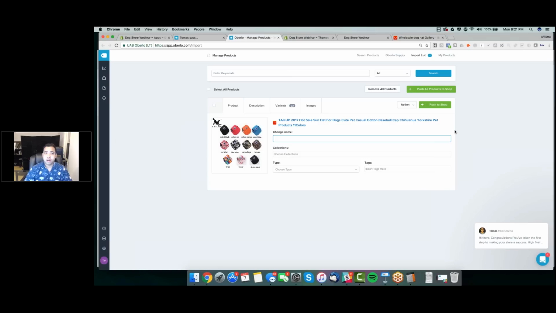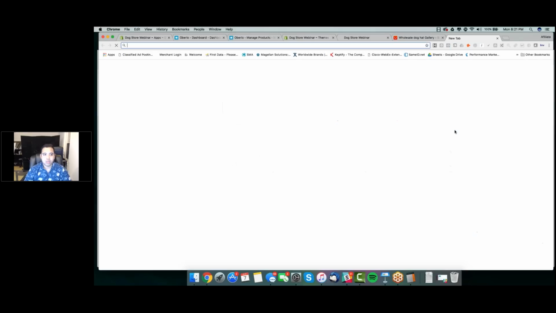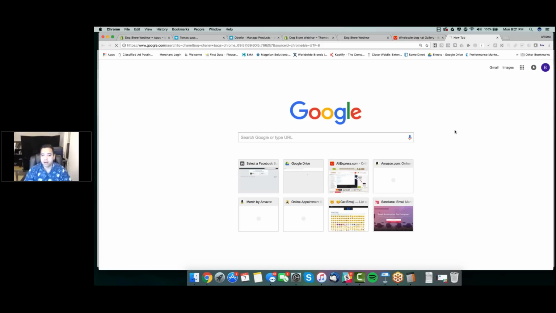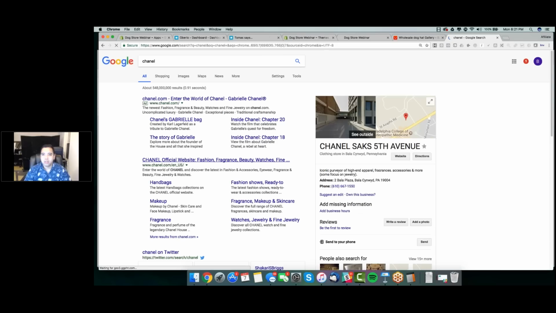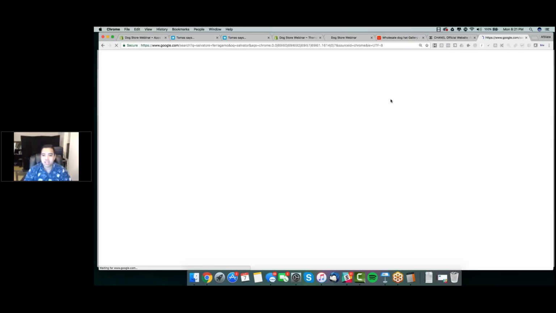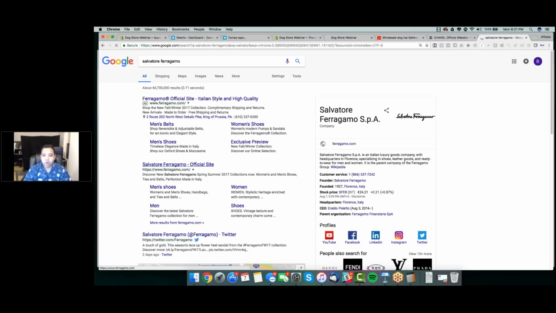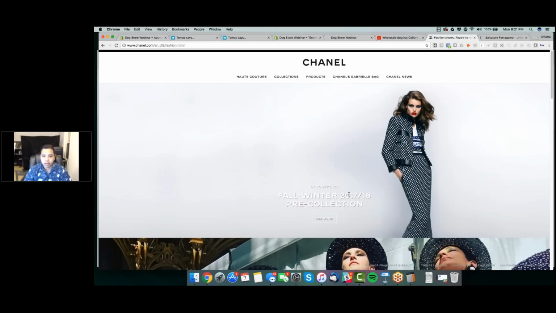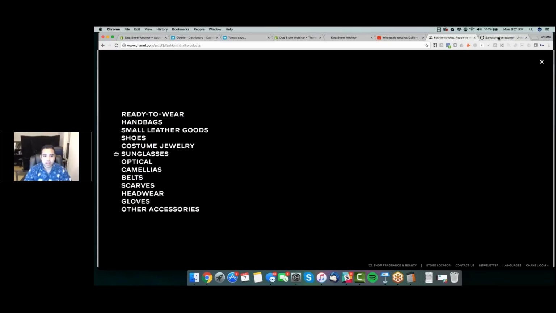Take a look at brands like Chanel. Let's type in Chanel and open this up: fashion, fragrance, beauty. Let's take a look at another brand, Salvatore Ferragamo. When they name their products, it tells a story, right? It's got a back end story, like fall winter collection, pre-collection. Let's open it up and take a look at Salvatore Ferragamo. These are the high-end product brands.